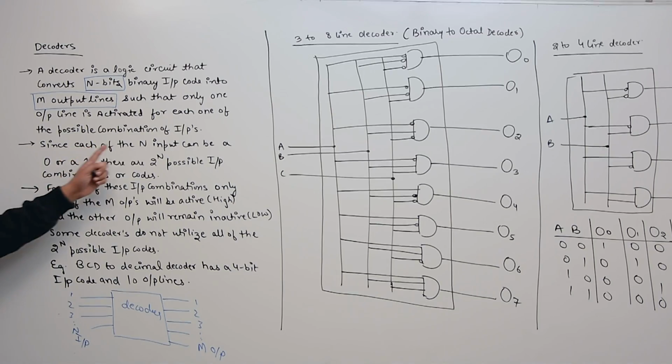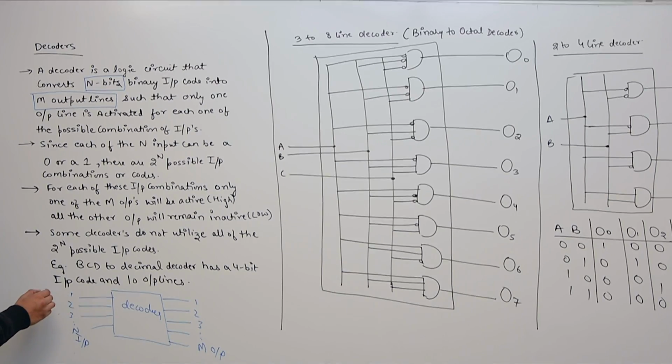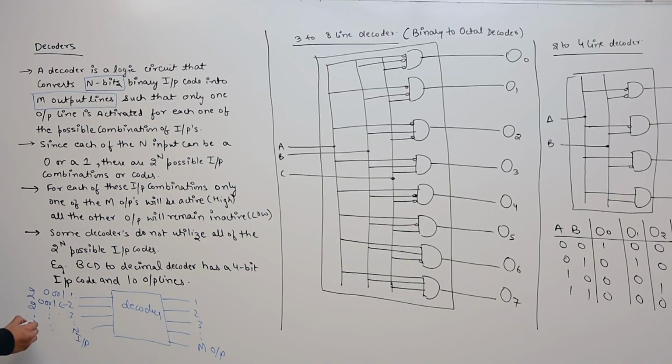Since each of the n input lines can be given a value which is 0 or 1, there are 2 raised to power n combinations of such code. Why are there 2 raised to power n combinations? Because to this input line you can give a value 0 or 1, and to this input line you can give a value 0 or 1. For all these input lines you can give a value 0 as well as 1. Therefore for every line we have 2 choices. The same way for all the n lines we have 2 choices. So in total we have 2 raised to power n choices.